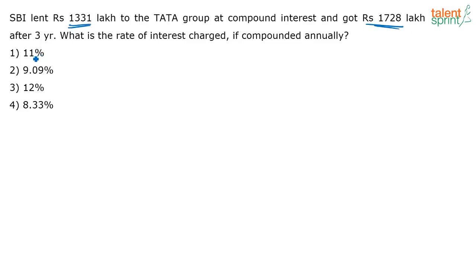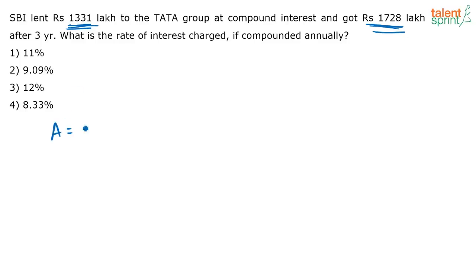Now, what is asked here? SBI lent 1331 lakh to Tata Group at compound interest and got 1728 lakh after 3 years. What is the rate of interest charged if compounded annually? So what has happened? SBI has lent 1331 and got 1728 after 3 years.